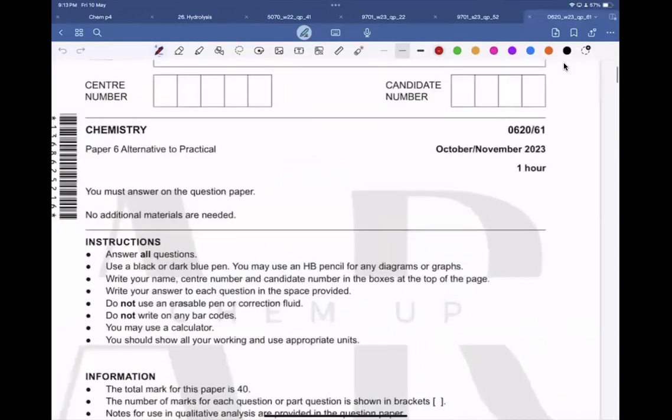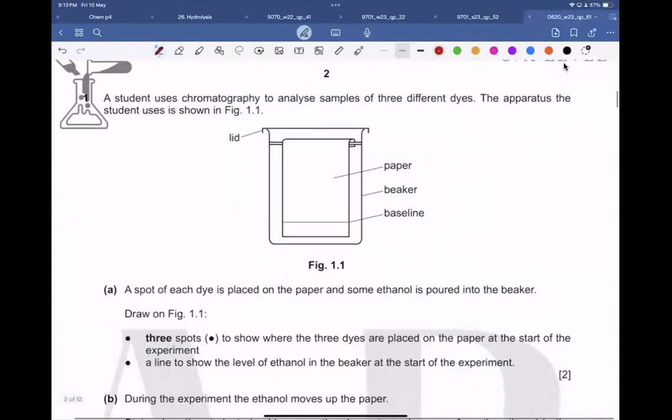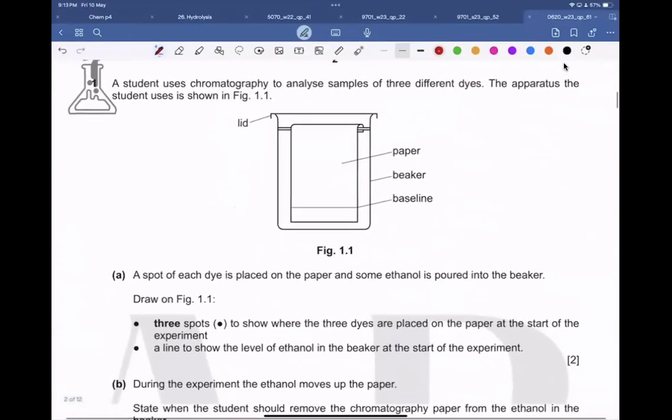Today we are going to start 0620 alternative to practical, October-November 2023. A student uses chromatography to analyze samples of three different dyes. The apparatus the student uses is shown in figure 1.1.